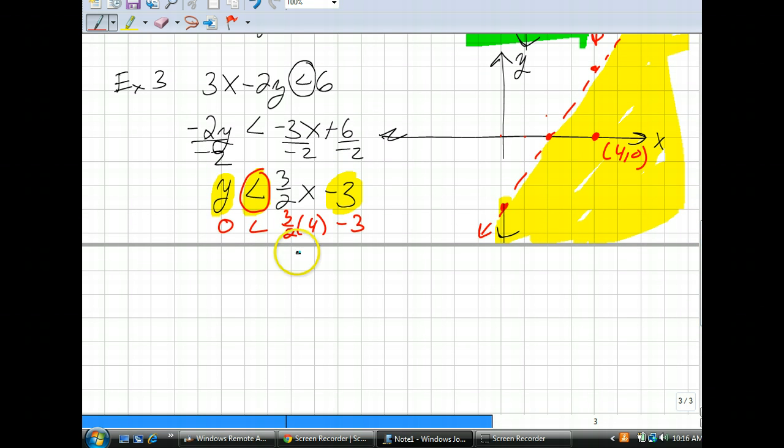Okay, and so this, I get 0 is less than 6 minus 3, or 0 is less than 3. That is a true statement, so I know I did it correctly. All right, now let's look at a system.